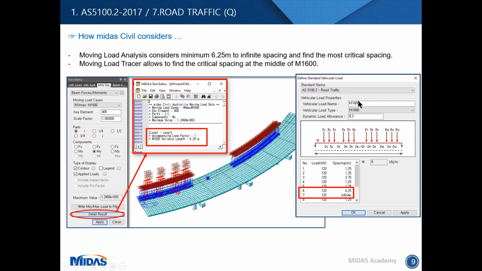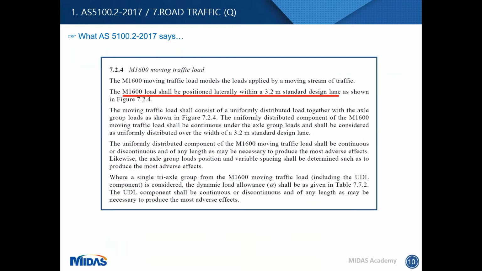When you define the vehicle, when you define the M1600 vehicle, it says number 6 and 7 have a minimum of 6.25 and maximum of infinite. So it can be 100 meters or 50 meters, 8 meters, 6.25 meters. Whatever the spacing is, the MIDAS software will find the critical spacing to produce the most adverse effect as specified in the Australian standard. And next, we move on.